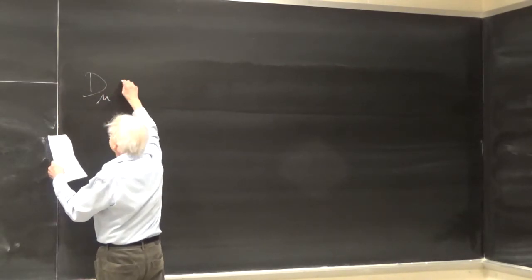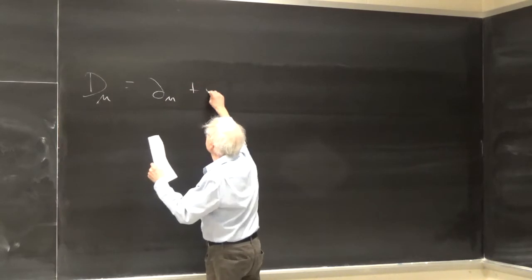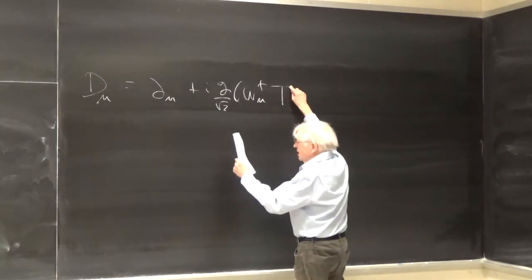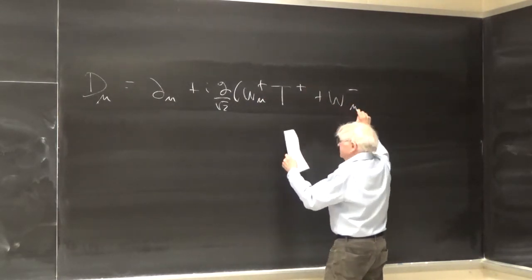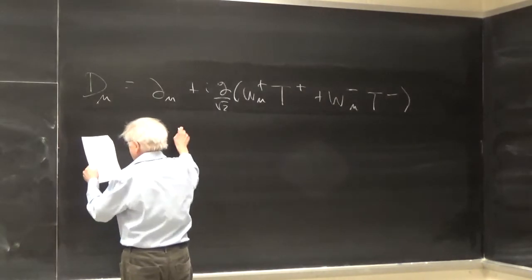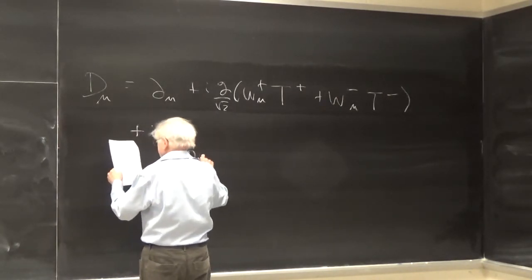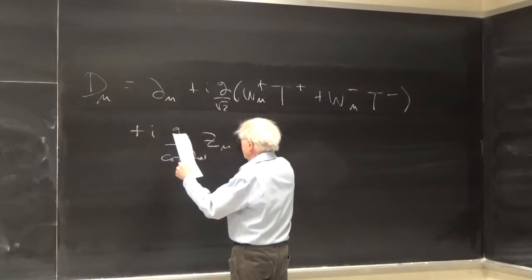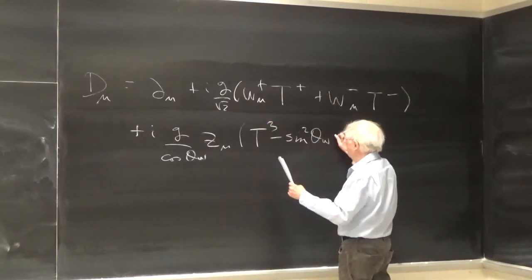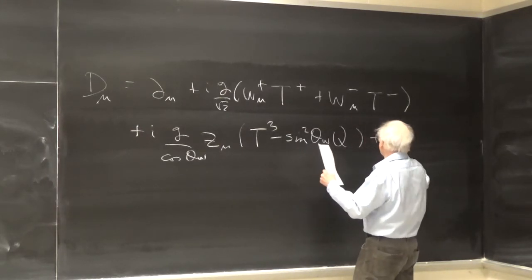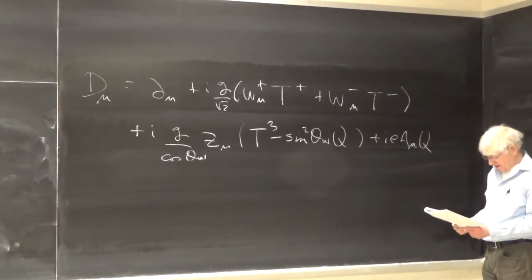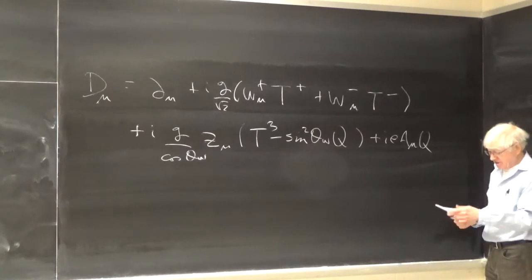The covariant derivative is the ordinary derivative plus i g over root 2 (W plus mu T plus, W minus mu T minus) plus i g over cosine theta W Z mu (T3 minus sine squared theta W Q) plus i e A mu Q. So that's the ordinary derivative there, the covariant derivative.